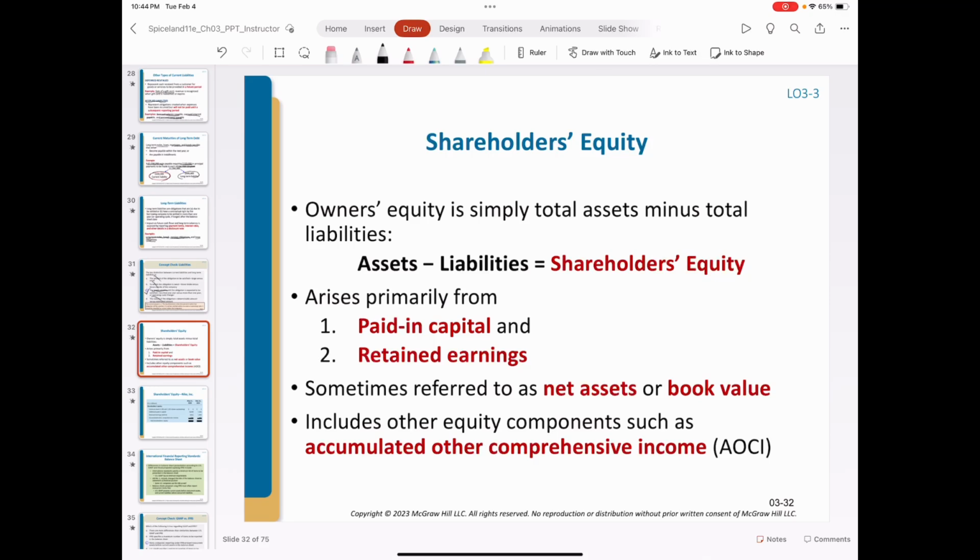Following liabilities, let me introduce stockholders' equity, which represents the claim from the owners or shareholders. The amount of shareholders' equity, if we use the accounting equation, equals the difference between assets and liabilities. Usually the shareholders' equity is greater than zero, but in some cases it may be negative when the liabilities are greater than the assets.